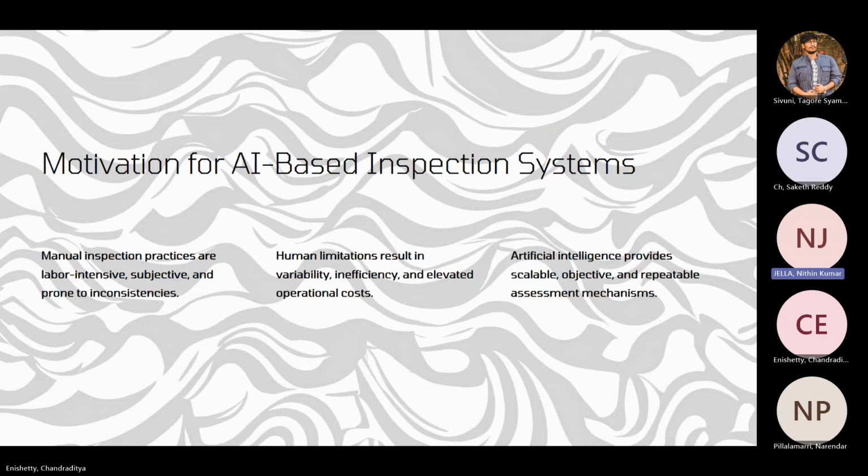For AI-based inspection systems: manual inspection practices are labor-intensive, subjective, and prone to inconsistency. Human limitations result in variability, inconsistency, and elevated operational costs. Artificial intelligence provides a scalable, objective, repeatable assessment mechanism. Thank you. Next, my teammate Sham will continue.